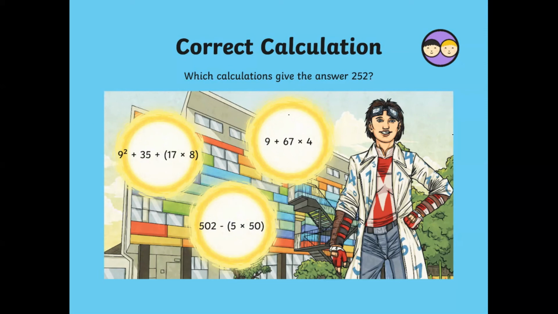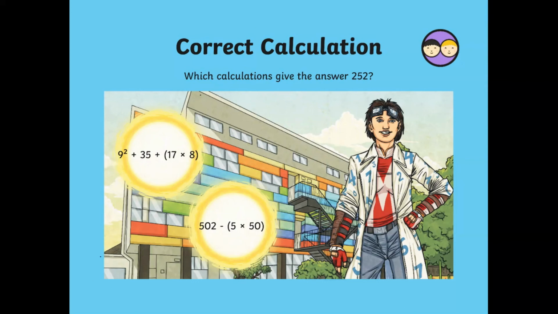Okay, so again, try and calculate these 3 circles and decide which one of them gives the answer 252, and then you can test your answer after you've resumed the video. So I'll reveal the answer in 3, 2, 1. Both of these circles actually give the answer 252. So I hope you saw that both the circles.